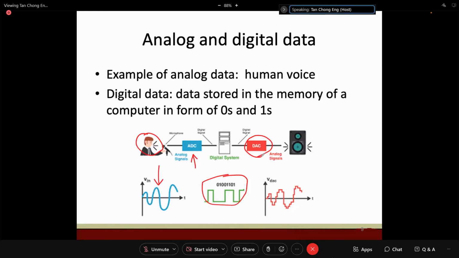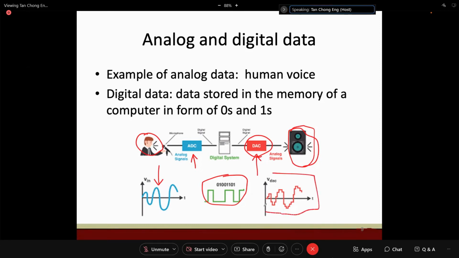Later, when you want to play back your recording over a speaker, the speaker is actually an analog device. So you need to regenerate the analog signal again, so that this analog signal can be sent to an analog device to reproduce your song. That's why it has to go through a digital to analog conversion, so that you see the analog signal is being regenerated.